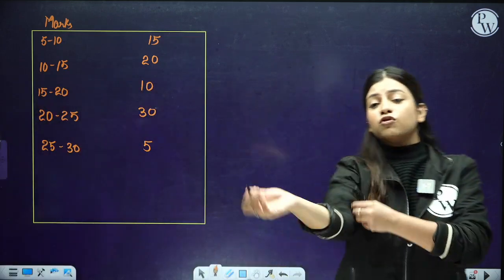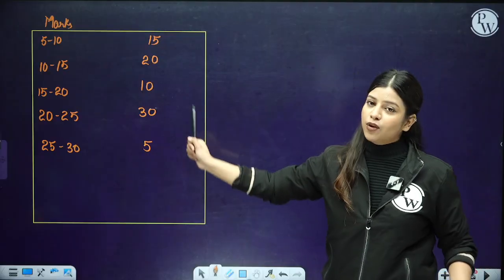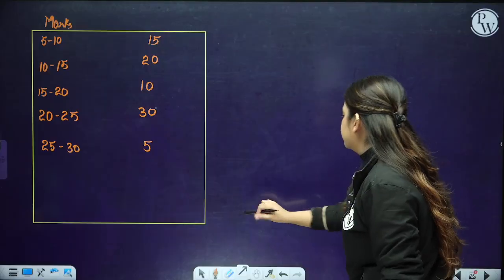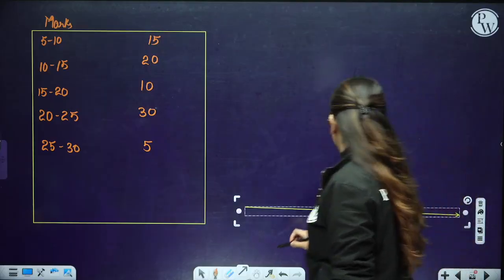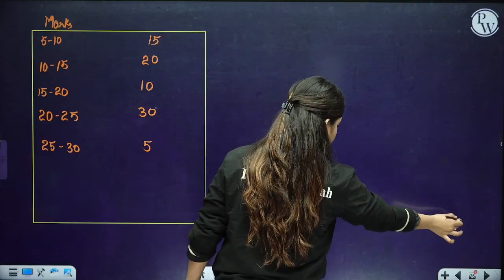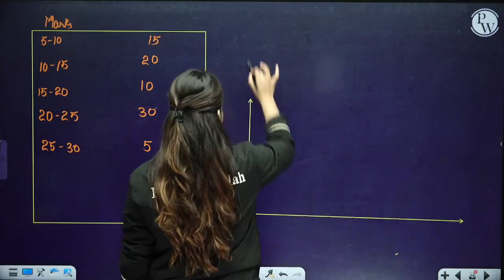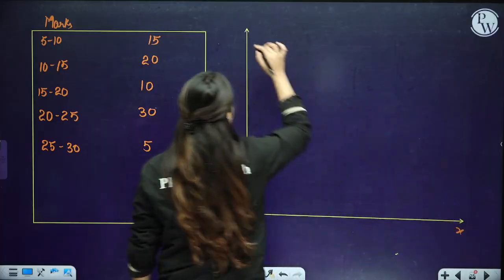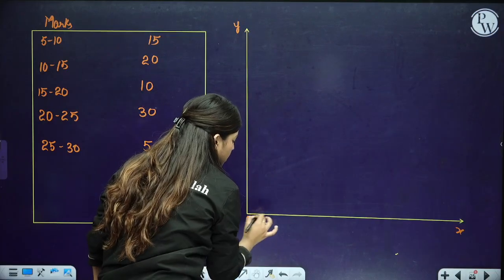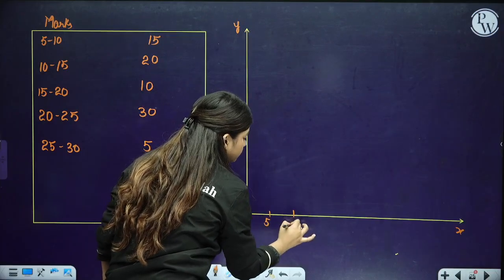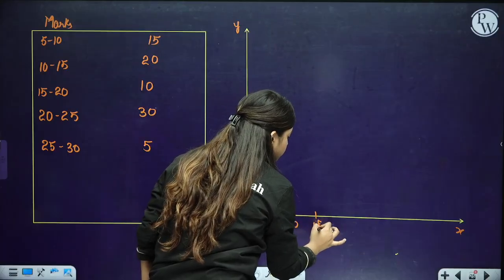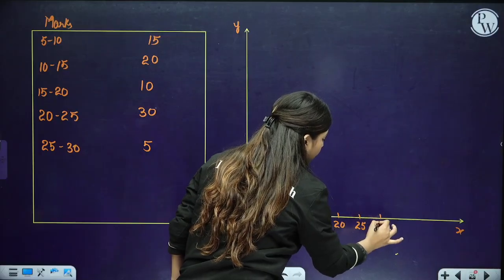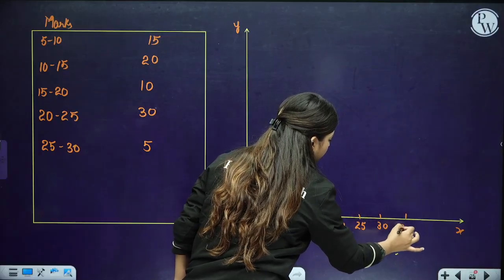Now, if I have to draw the histogram, because it will be a histogram because the class intervals are there, let's take the x-axis first of all. Okay, this is our x-axis, great, and this is our y-axis. So, we will take x-axis, y-axis, the origin. So, we have 5, 10, 15, 20, 25, 30 and 35.